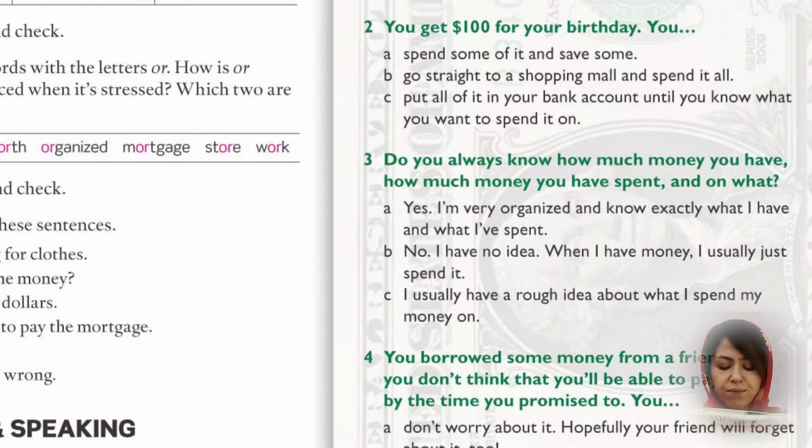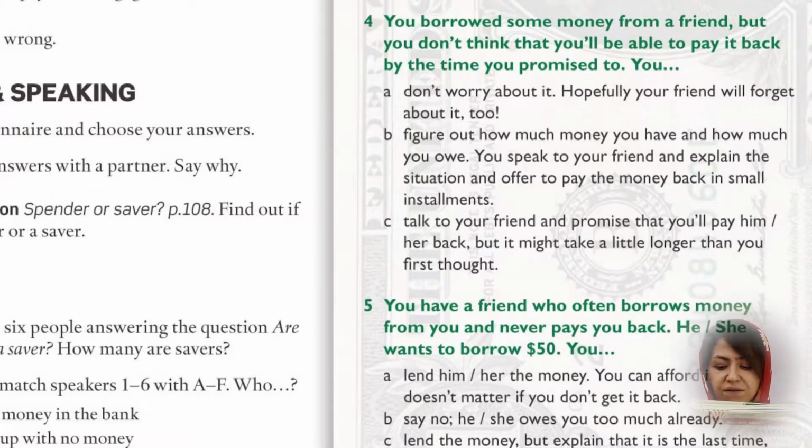So let's go. Number 4, you borrowed some money from a friend, but you don't think that you'll be able to pay it back by the time you promised to. You, A, don't worry about it. Hopefully your friend will forget about it too. B, figure out how much money you have and how much you owe. You speak to your friend and explain the situation and offer to pay the money back in small installments. It means every month you pay a part of it, okay? Paying the money monthly or weekly based on the thing that you have decided.